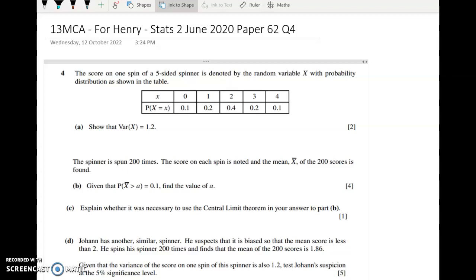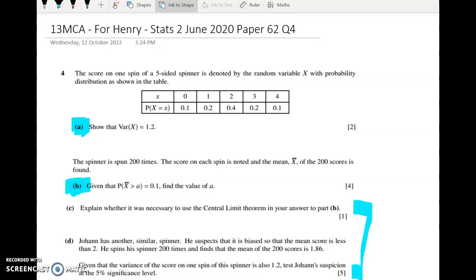Kia ora Year 12. This is a question for Henry from the June 2020 Stats 2 paper, and it's question 4. Now, Henry's question was on part B, but I'm going to do the whole thing. You can't really do B without doing A, and then we might as well go on and do the hypothesis test that we've got in part D. So let's have a read first.